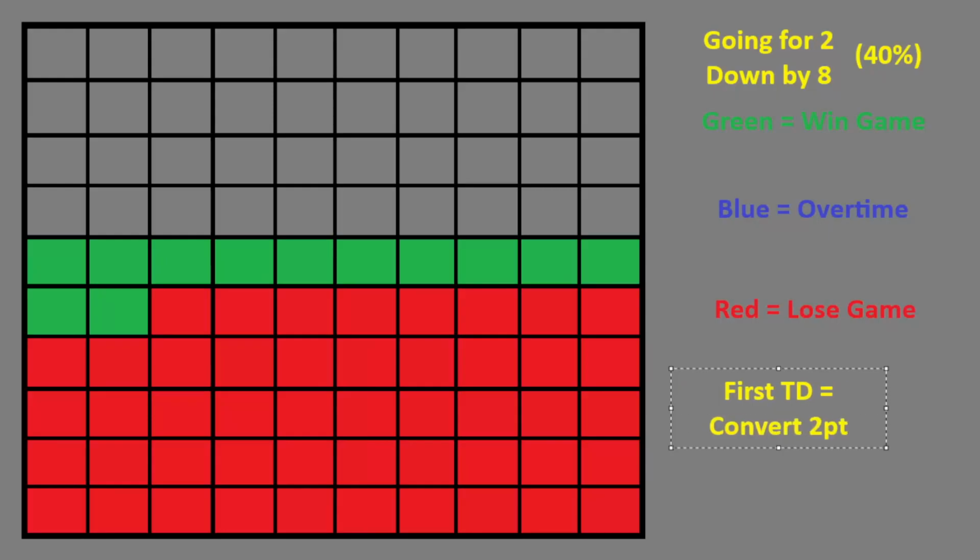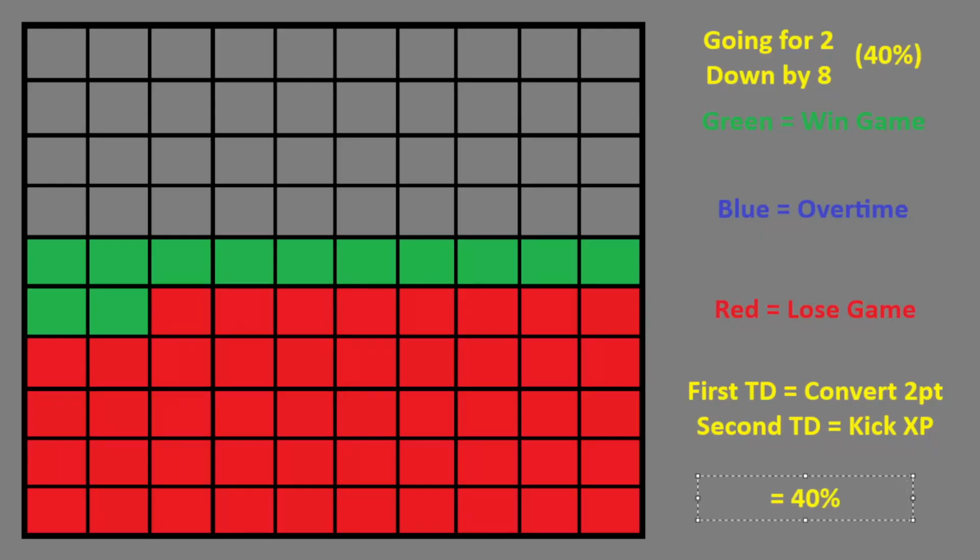You score the second touchdown. Well, you don't need a 2-point conversion. You only need the extra point to win the game. So if we assume extra points are 100% again, this means on all 40% of these attempts where you get the first 2-point attempt, you just win the game. You don't have to worry about overtime, where overtime is 50-50. Now you just win the game if you convert the first 2-point attempt, assuming everything else goes right. So if we add up all the squares here, we have a 52% chance to win the game if we go for 2 down by 8.